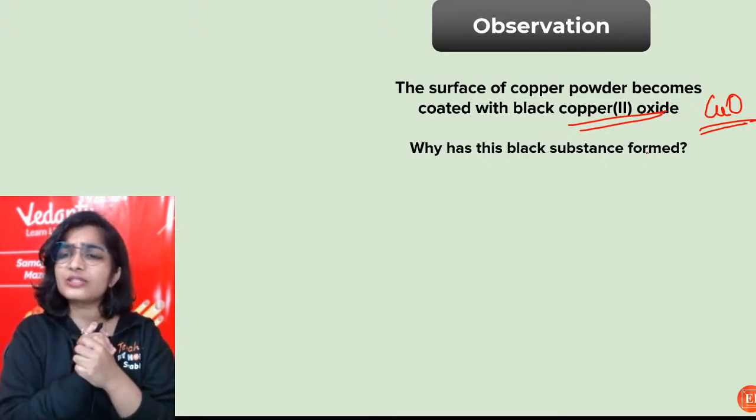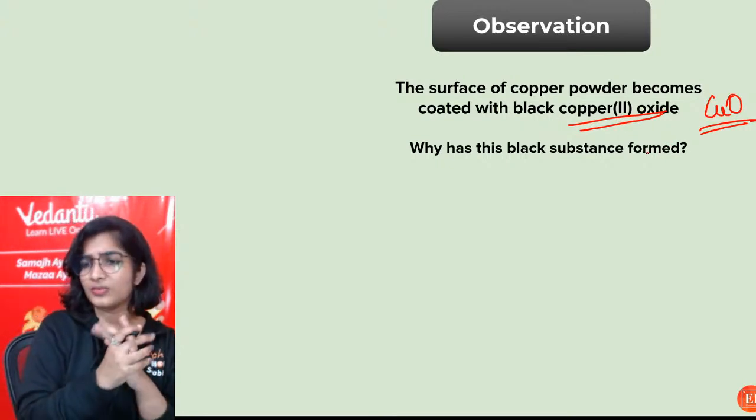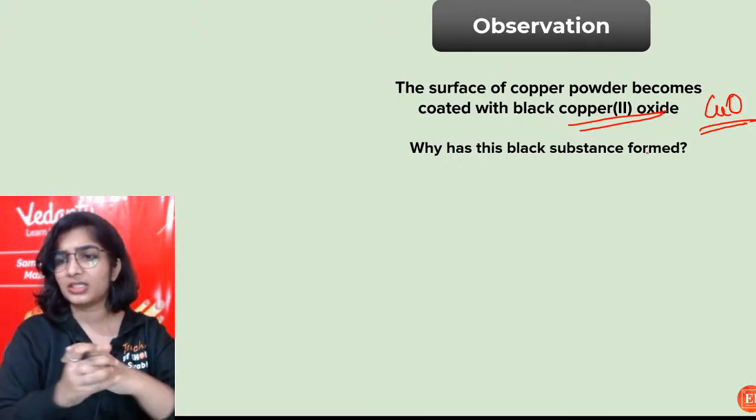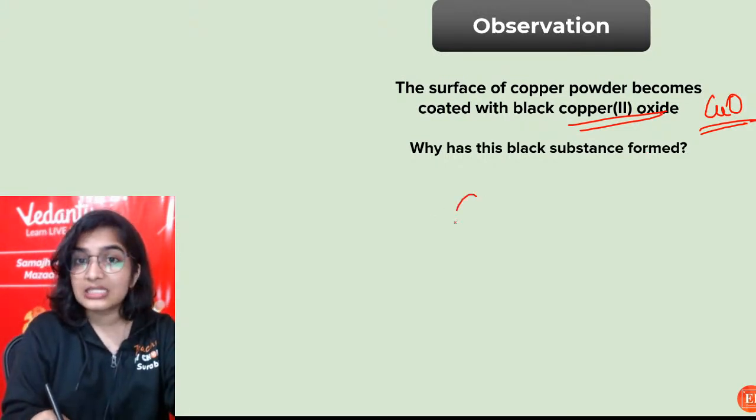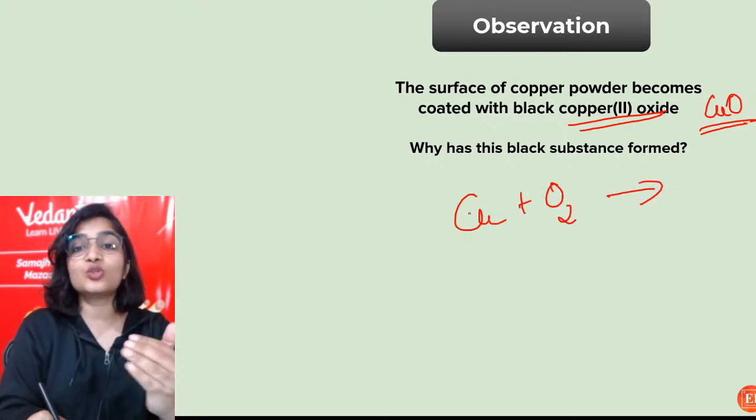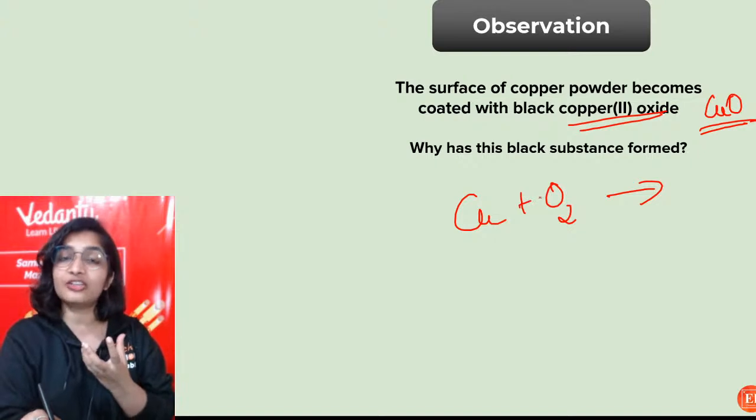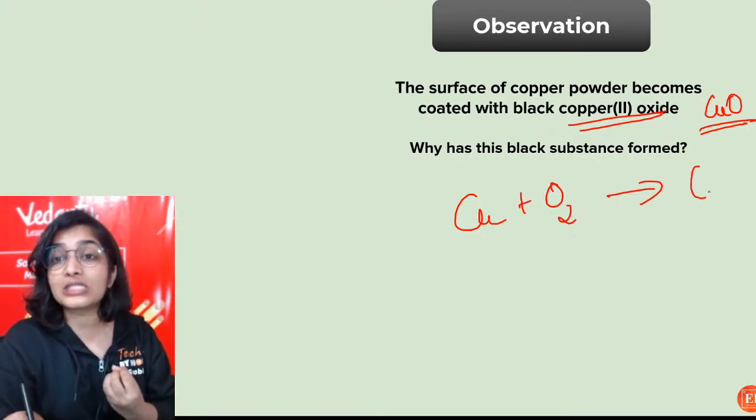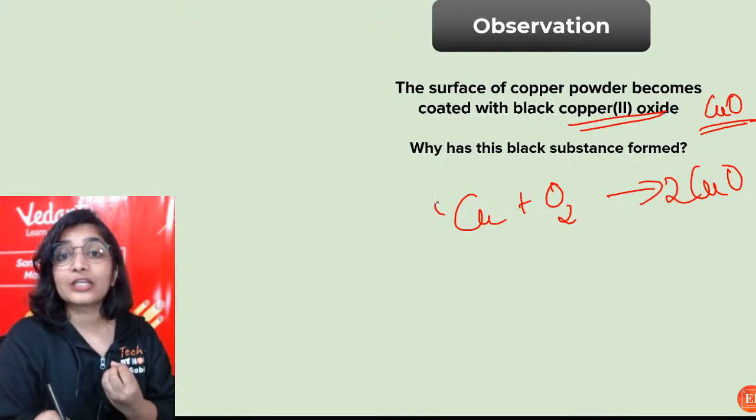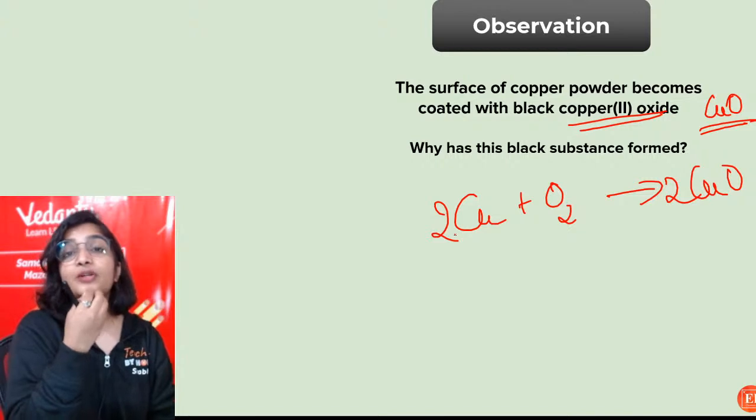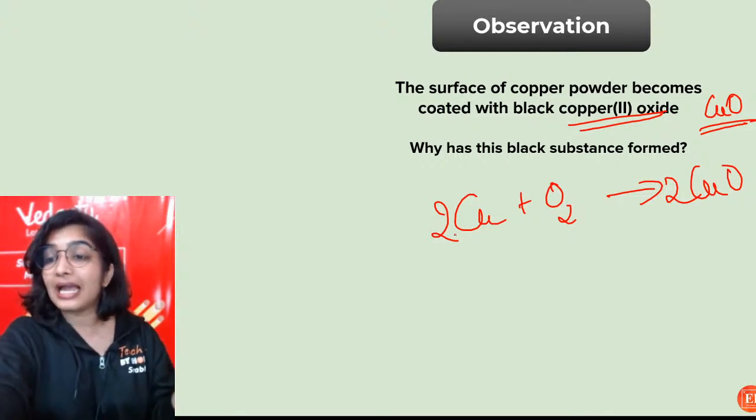So why has this black substance formed? What has happened here? Cu plus O2. Very good. So what is an oxidation reaction? Gain of oxygen. So Cu plus O2, CuO. So it has been oxidized and a layer of copper oxide is formed, which is black in color.